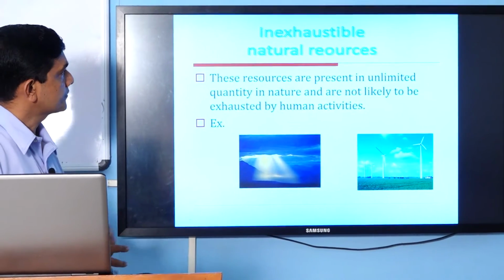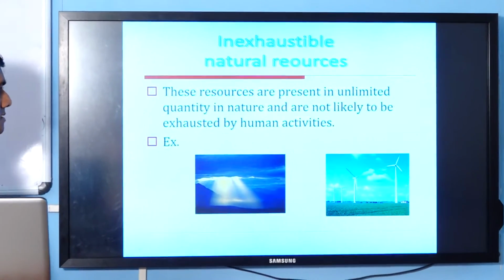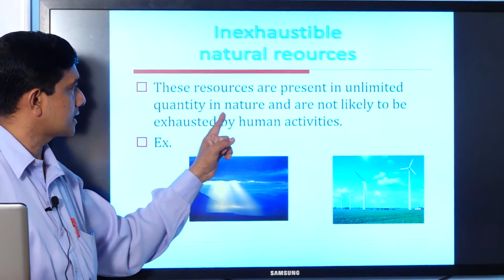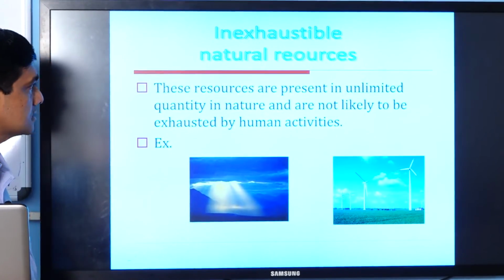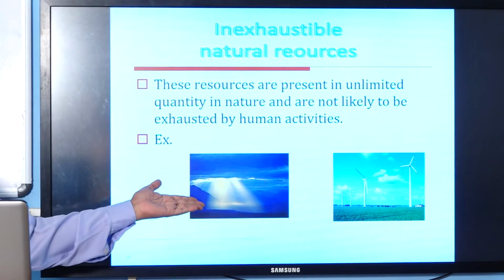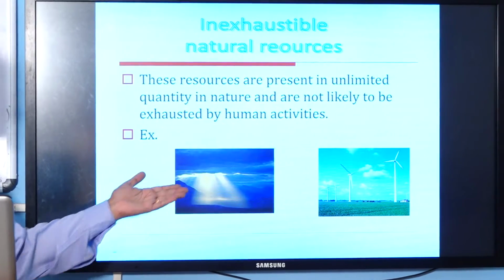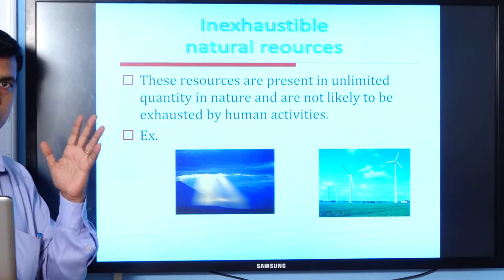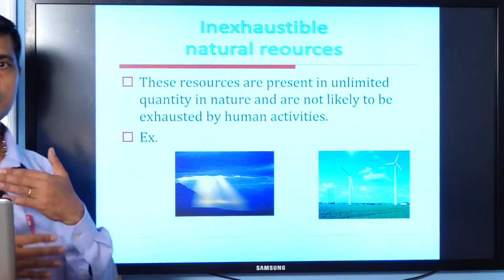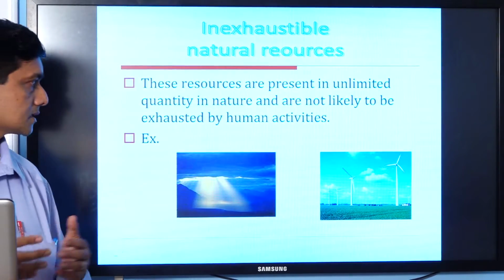Here you can see the images of inexhaustible natural resources. These resources are present in unlimited quantity in nature and are not likely to be exhausted by human activities. The sunlight never gets exhausted. It has a lot of source, that is the sun. The wind energy, wind waves are created and replenished in the nature.